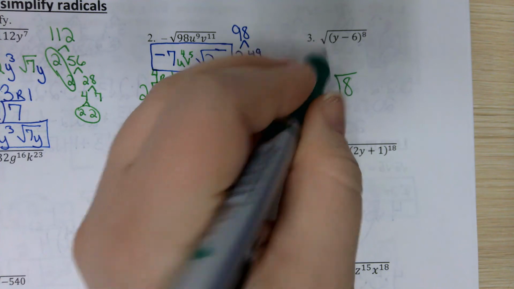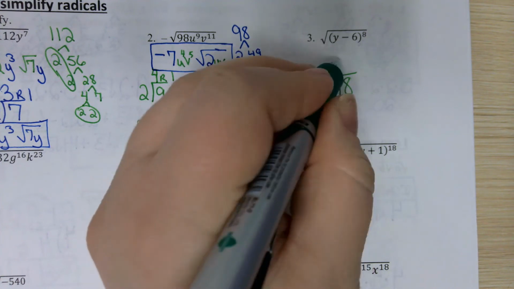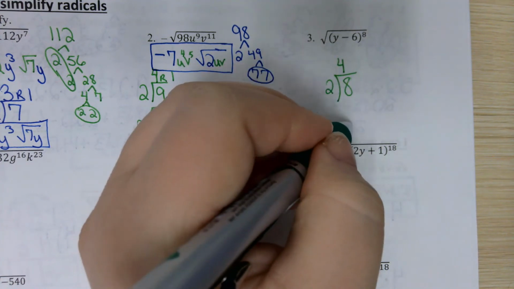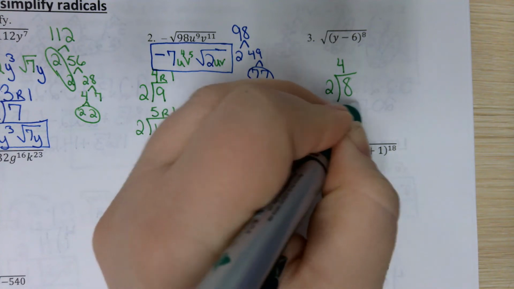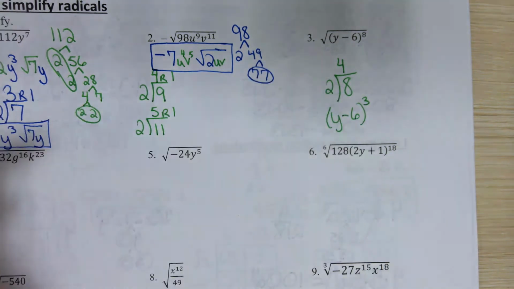For number 3, we have an exponent of 8 divided by an index of 2. 2 goes into 8 4 times with no remainder. So y minus 6 to the 4th power gets to come out.